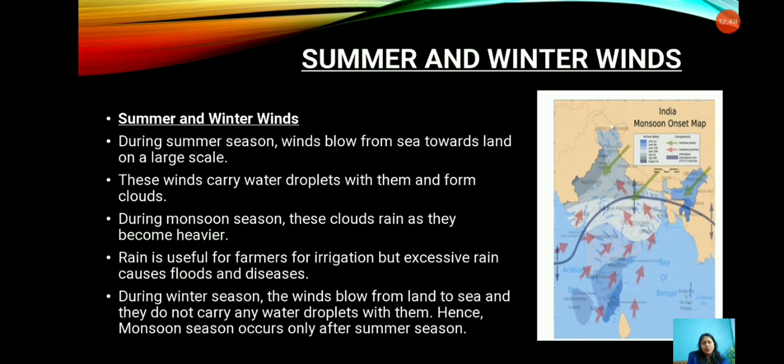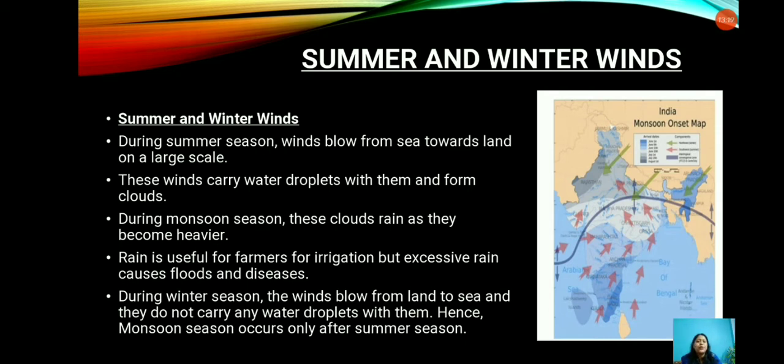Rain is useful for farmers for irrigation, but excessive rain causes floods and diseases. So during winter season, the winds blow from land to sea and they do not carry any water droplets with them. Hence, monsoon season occurs only after summer season. So it means that during summer season, winds blow from sea towards land on a large scale.